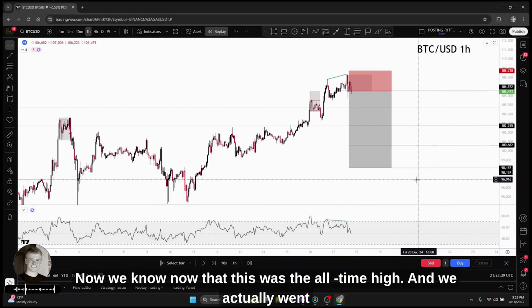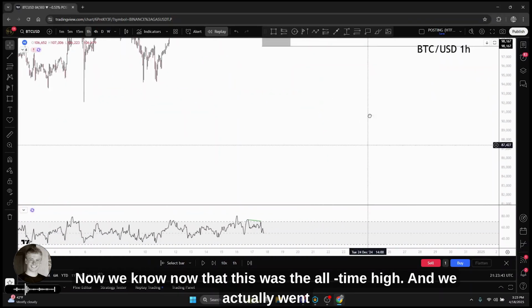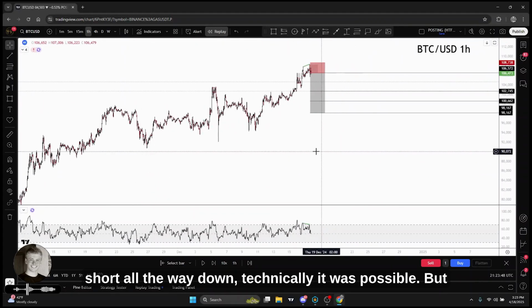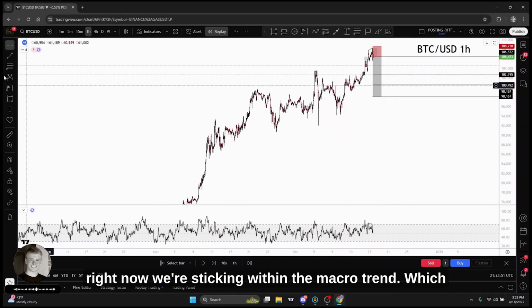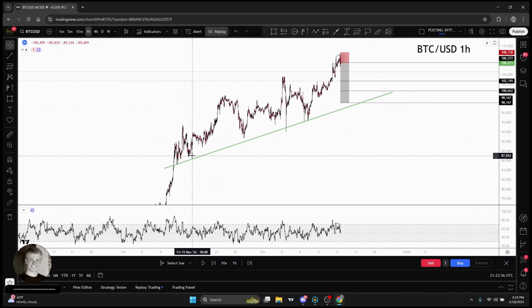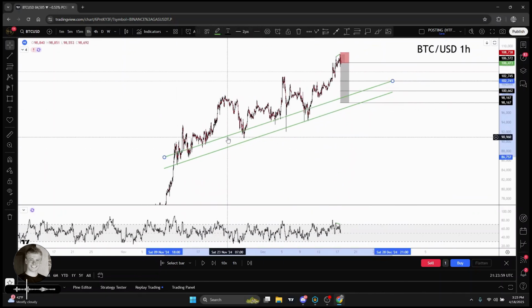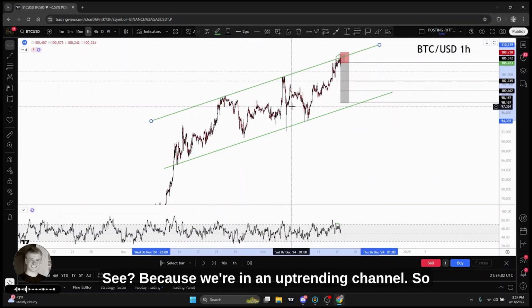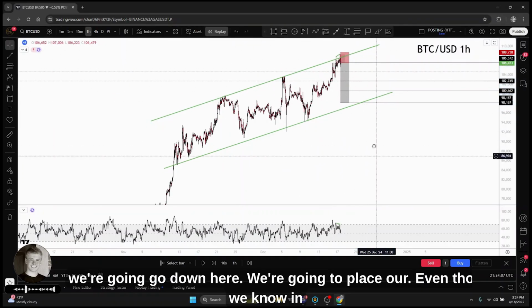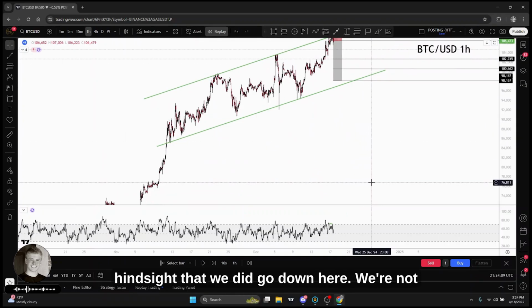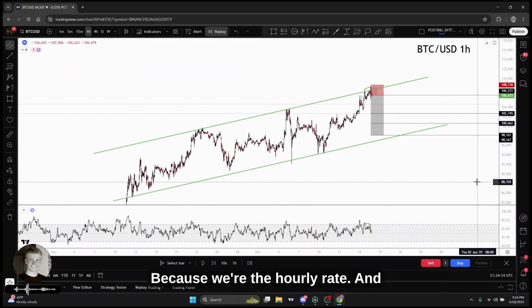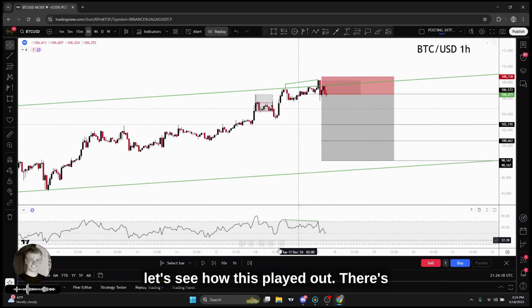Now, we know now that this was the all-time high, and we actually went all the way down here, right? And if you wanted to ride this short all the way down, technically it was possible. But right now, we're sticking within the macro trend, because we're in an uptrending channel. So we're not going to place our bets on that right now, even though we know in hindsight that we did go down here. This would be the trade, right? Because we're on the hourly right now. And let's see how this played out.